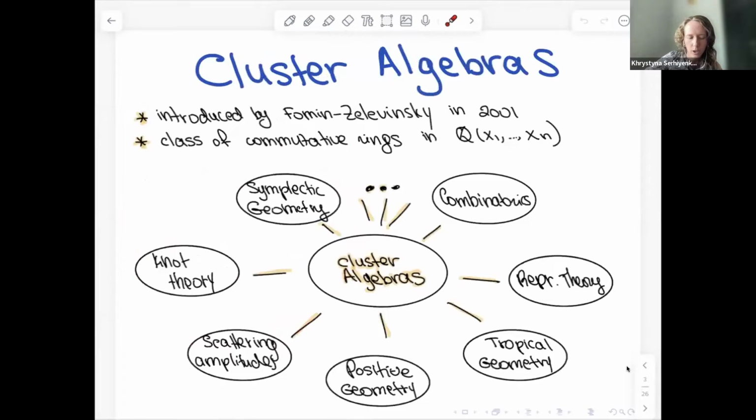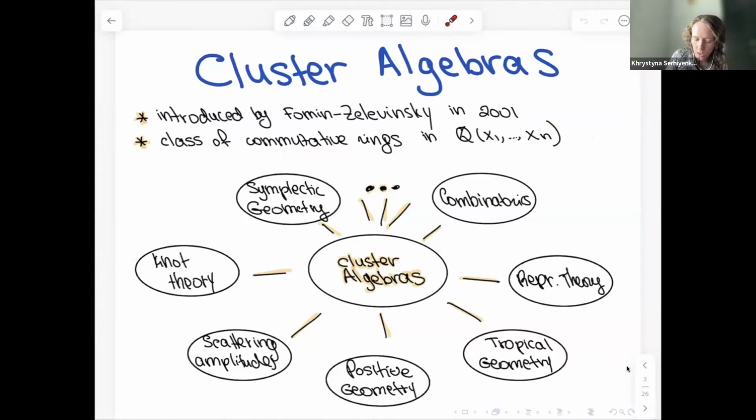So what are cluster algebras? Cluster algebras were introduced by Fomin and Zelevinsky about 20 years ago, and it's a particular class of commutative rings that lie inside the field of rational functions on the variables x1 through xn. After their introduction, there have been a lot of discovered connections to various other fields of mathematics and physics, which made this topic very, very exciting. The interplay between the different areas has led to some really wonderful results in the field.